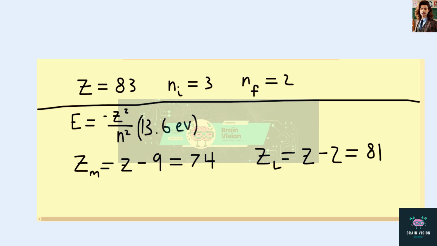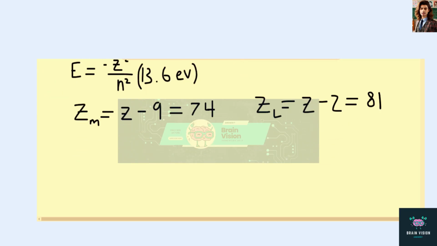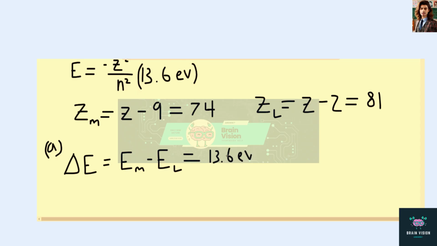So now to find the change in energy, which is part A, we find delta E, which is equal to the energy from the M shell, E sub M, minus the energy from the L shell, E sub L. Well, both of those energies are going to have the 13.6 electron volts, so we can go ahead and pull that out front, as well as the negative sign. Both have the negative sign, so let's pull negative 13.6 eV out front.